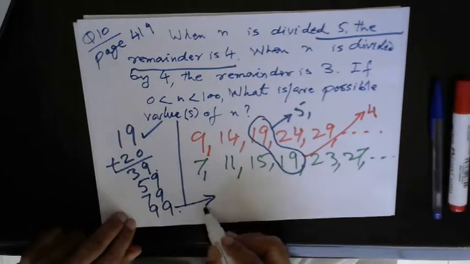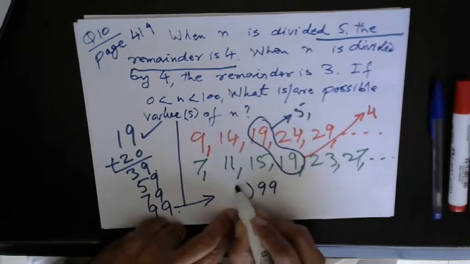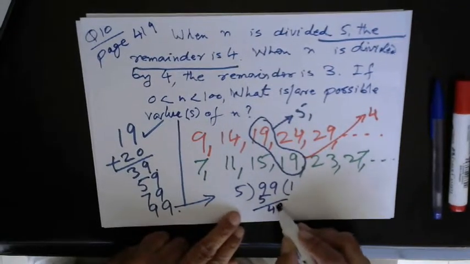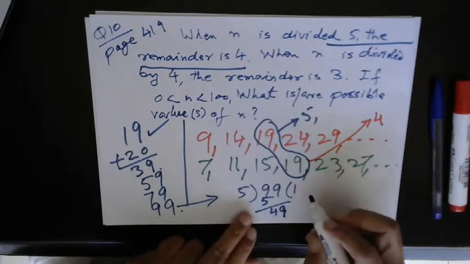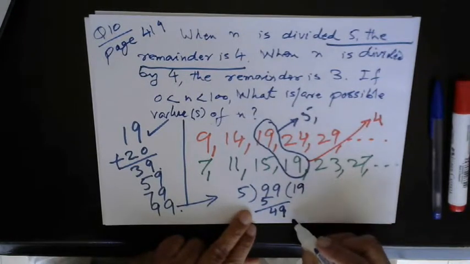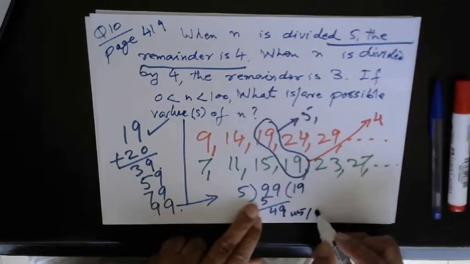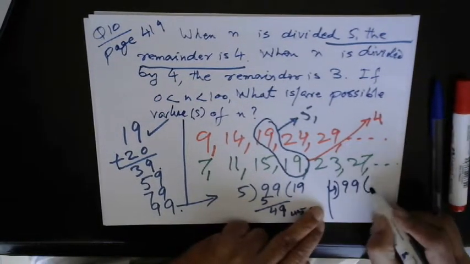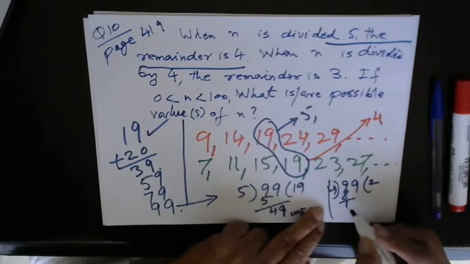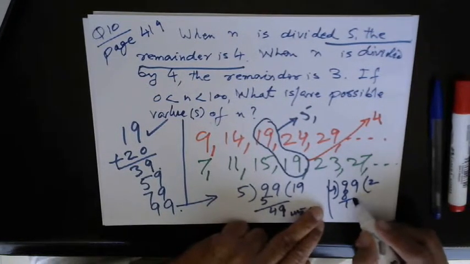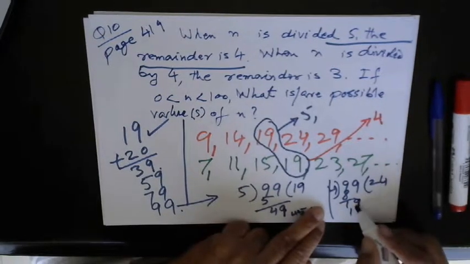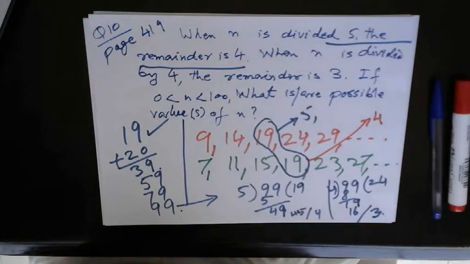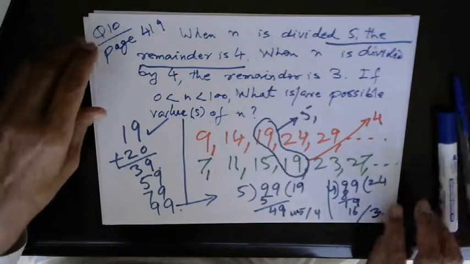Let me check 99. When 99 is divided by 5, you will get 1 here, 5 here, 4 is the remainder. We bring down 9. 5 9s are 45, and the remainder is 4. Let us divide 99 by 4. We will get 4 2s are 8. The remainder is 1. We bring down 9. 4 4s are 16. And you can see that the remainder is 3. Likewise, you can check 39, 59, 79 also.